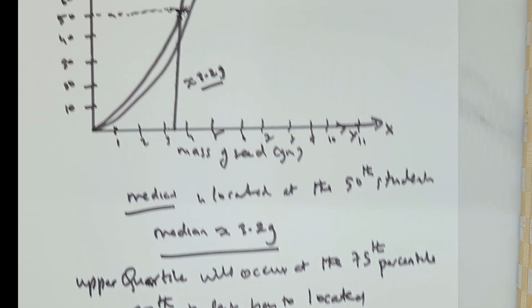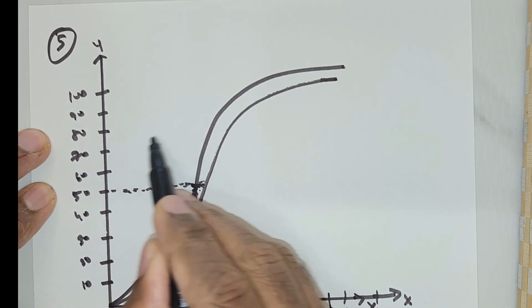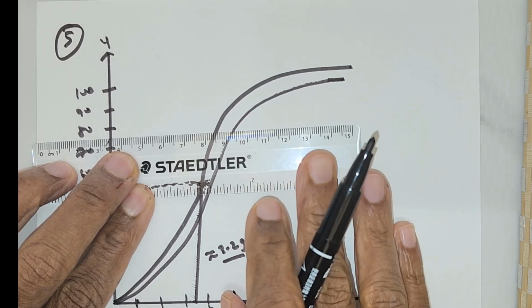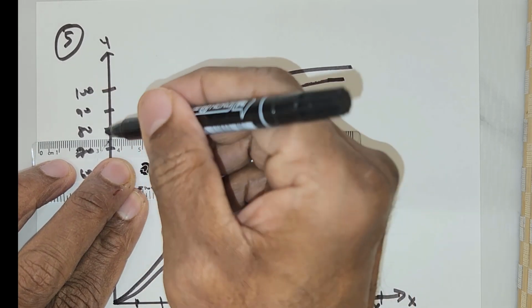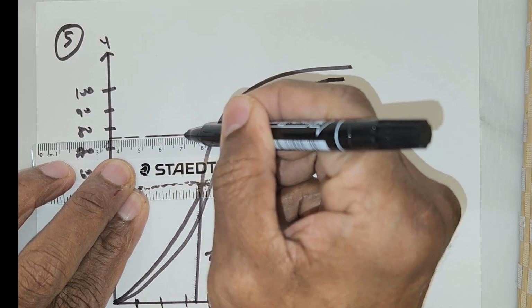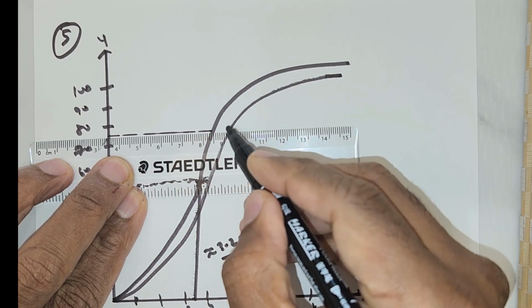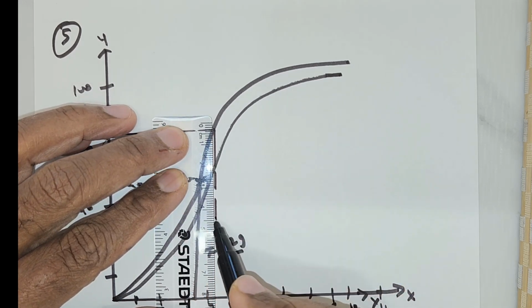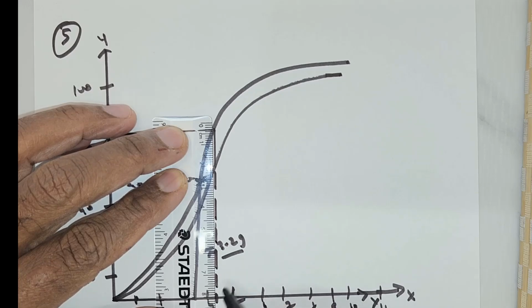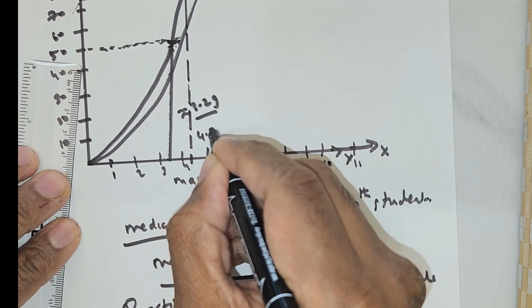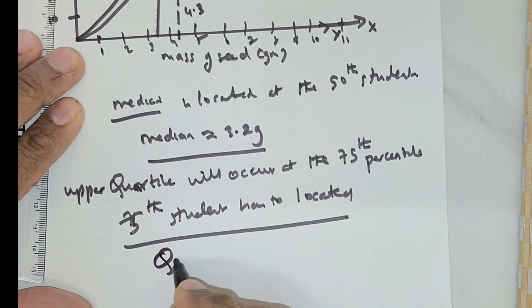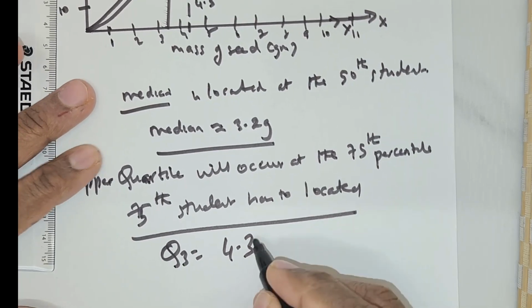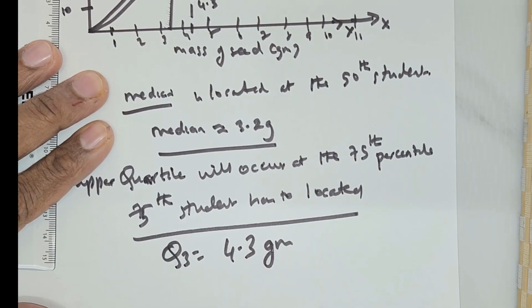So go over here and check. 75 is approximately over here. Now you have to drop a perpendicular. If you drop a perpendicular, then that perpendicular to scale will reach 4.3. This point will be 4.3. So Q3, the upper quartile, is going to be 4.3 g.